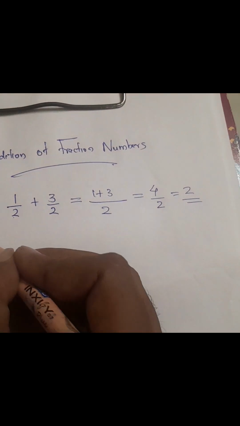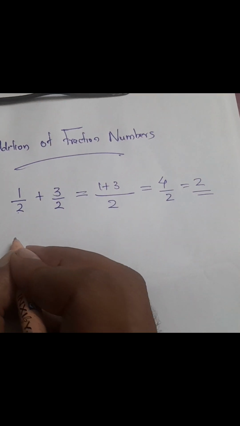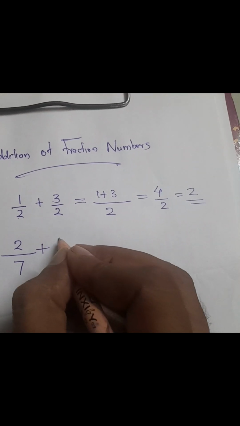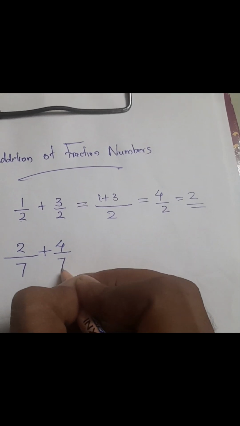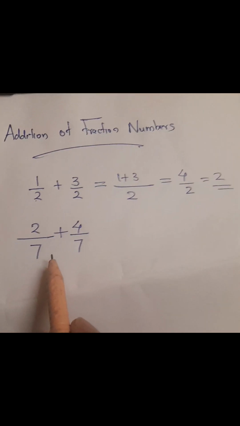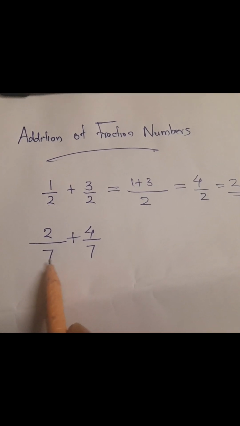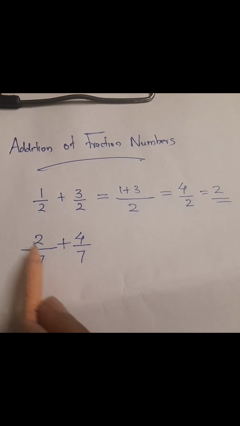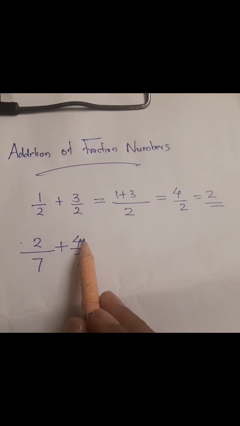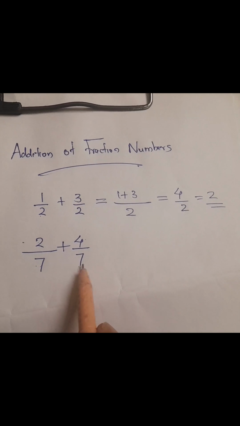Then the next question. 2 by 7 plus 4 by 7. Here also the denominators are the same. In 2 by 7, 2 is the numerator and 7 is the denominator.